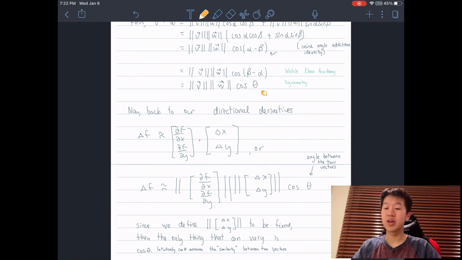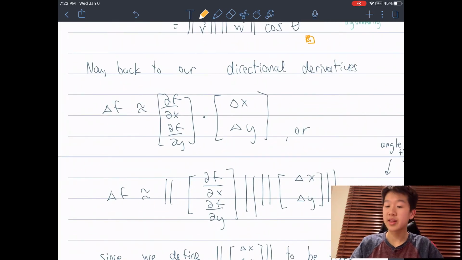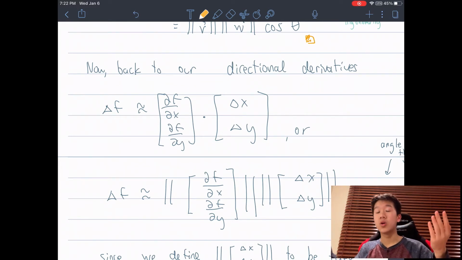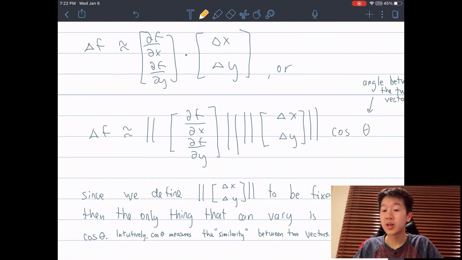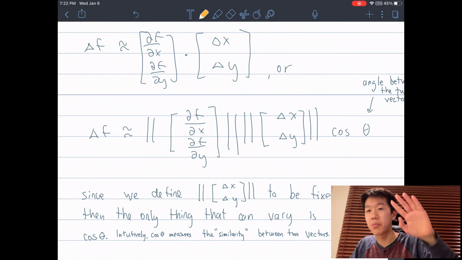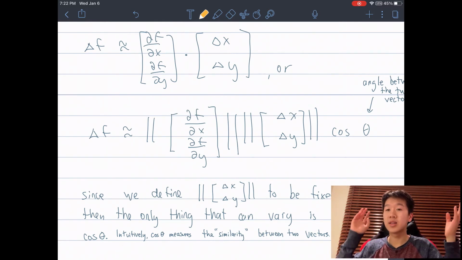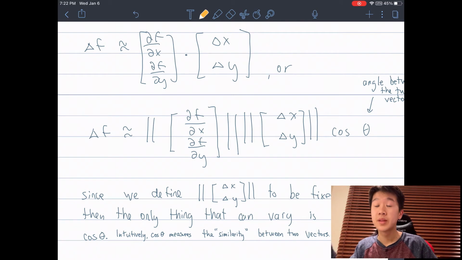So now back to our directional derivatives. We have that the change in f is approximately equal to the vector del f over del x, del f over del y, dotted with the change in x and the change in y. And then we substitute the interpretation of the dot product we just found, and we'll see that the change in f is approximately equal to the magnitude of that vector of the partial derivatives multiplied with the magnitude of the delta x, delta y times cosine of theta, where theta is the angle between these two vectors.